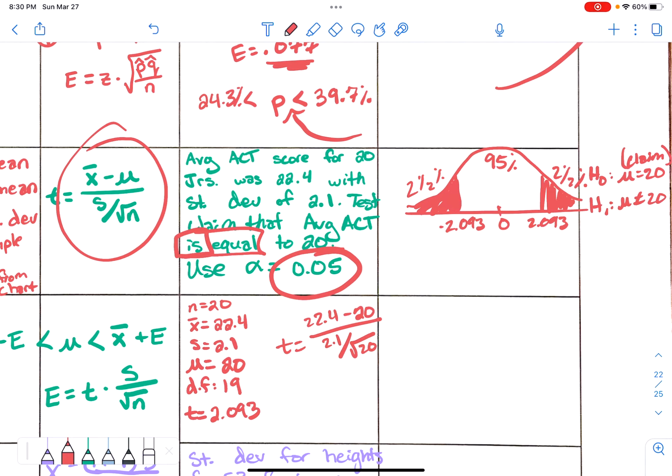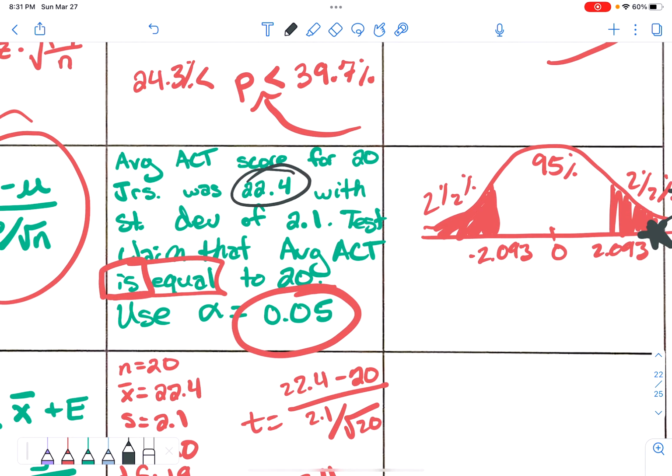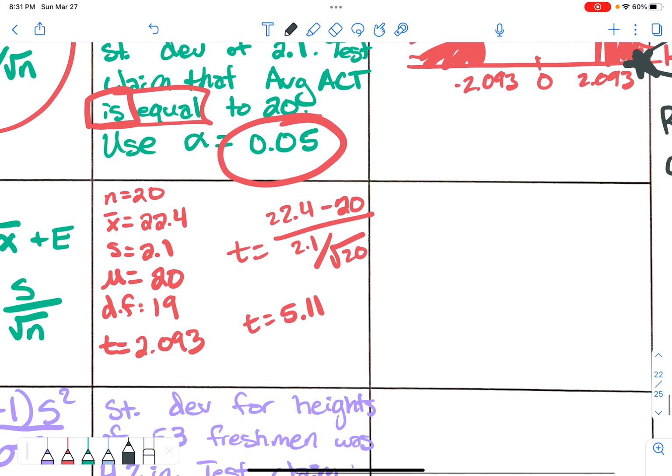I get something like, and mine is not quite accurate because I did some partial rounding, but I got 5.11, which is like all the way out here in reject land. So we're going to say that the ACT scores are not equal to 20. So this is a reject H naught, and the claim is false. We're not doing very well on claims here today. Which I guess makes sense. 22.4 is not very close to 20. I mean, to say that those are the same thing, I would believe that.